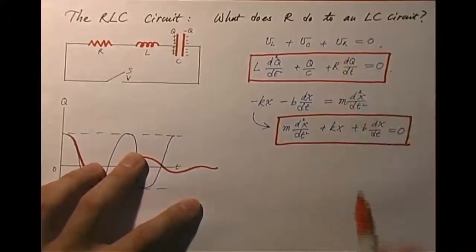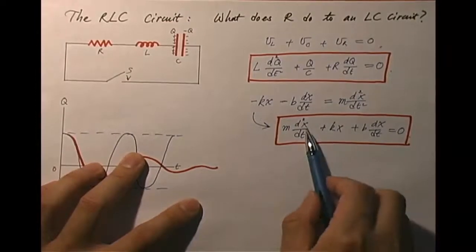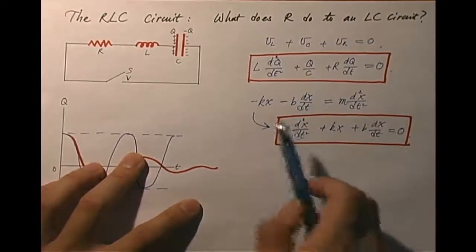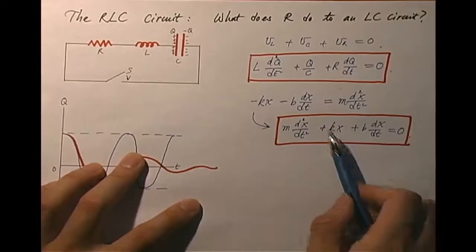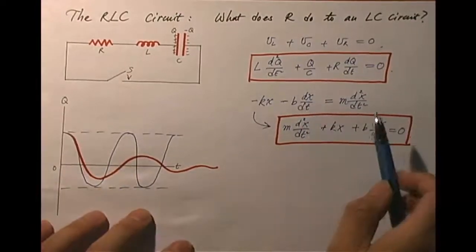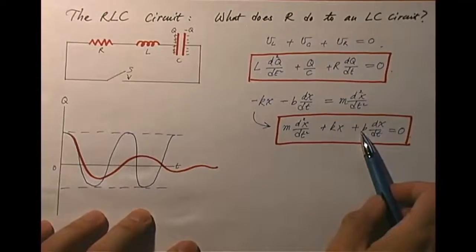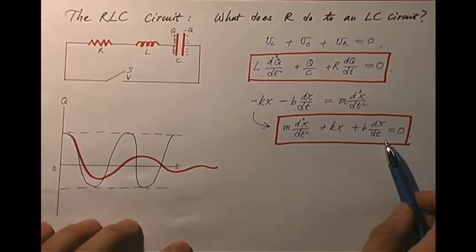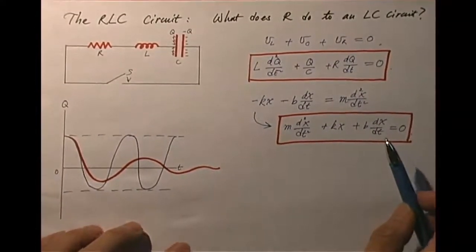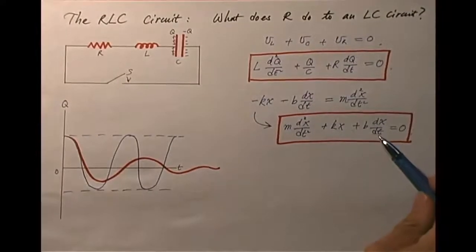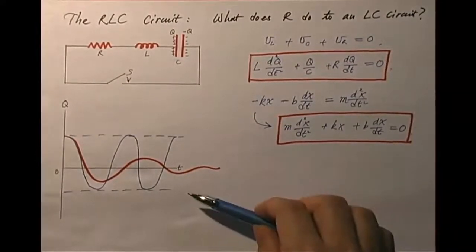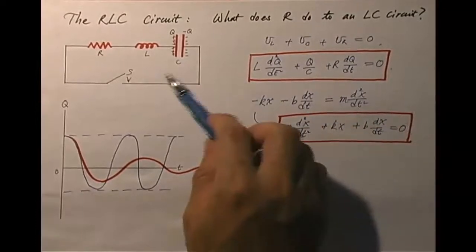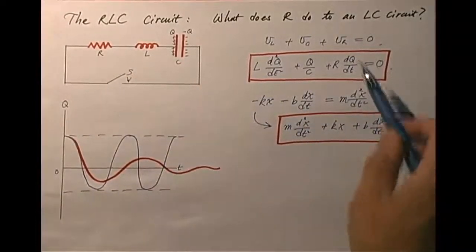Now, look at the analogy. Again, x is replaced by q. M is replaced by L. K is replaced by 1 over c, as we expect before. But what else? Well, B, the damping constant, is replaced by what? By the resistance. So the resistor is equivalent to the form of friction in the mechanical case, which makes sense energetically, because friction turns mechanical energy into heat in the mechanical oscillator, and here the resistor turns electromagnetic energy into heat. So these two correspond to each other.